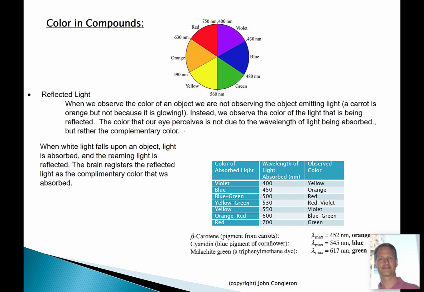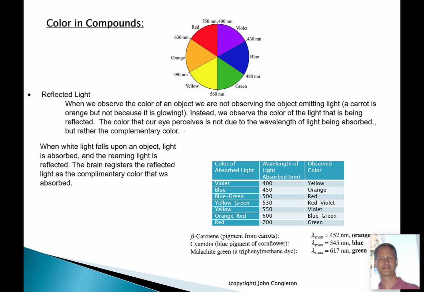Now the other thing that we can see is we can of course see the color of objects that are not glowing. They can reflect light to us. So when we observe the color of an object that's not glowing or emitting light, we are not observing that emitted light. So of course a carrot is orange, but not because it's glowing orange.